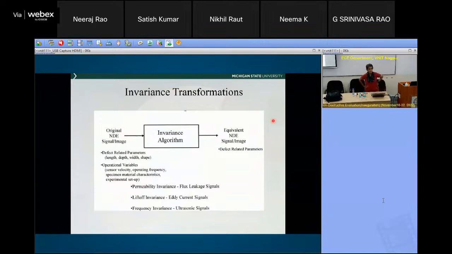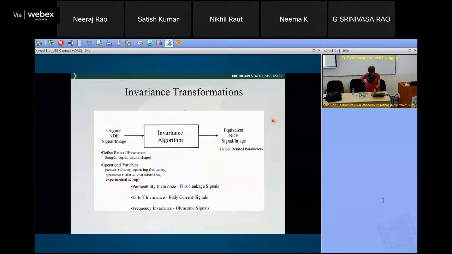Okay, so invariance transformation. Before I classify or interpret a signal, I have to make sure that the signal is only dependent on defect parameters and not on things like permeability, liftoff and frequency. These parameters will also change the signal, but I should not be using those for interpreting if I want defect information.